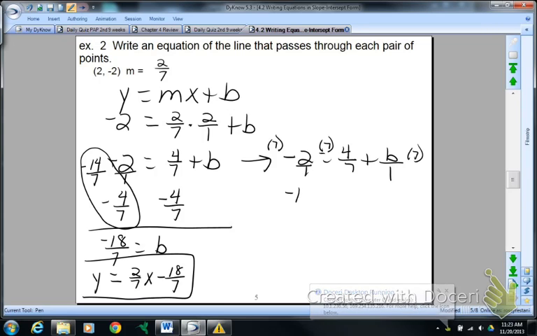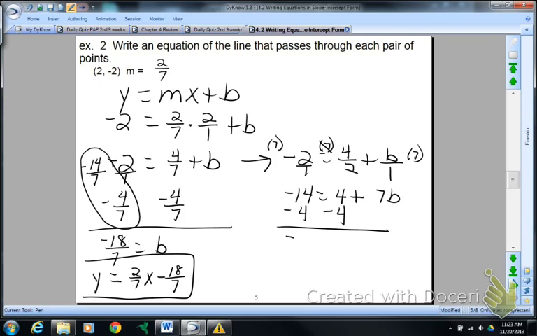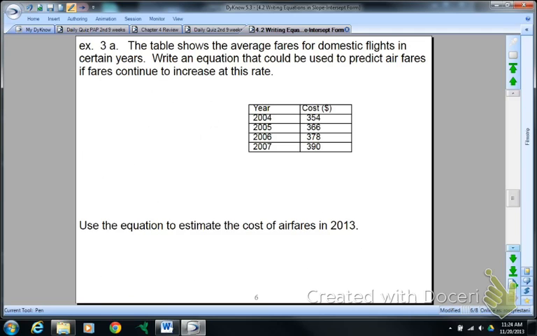So that would be a negative 14 is equal to the 7's go away. You get 4 plus 7b. Now I'm going to subtract 4 on both sides. That's a negative 18 is equal to 7b. Divide by 7. And you get negative 18/7 is equal to b. So did you get the same answer? So some of you might prefer to do it this way. Some of you like, oh, I just want to get rid of my fractions right off the top. I don't care which way you do. All you need to do is copy down the table for this example.